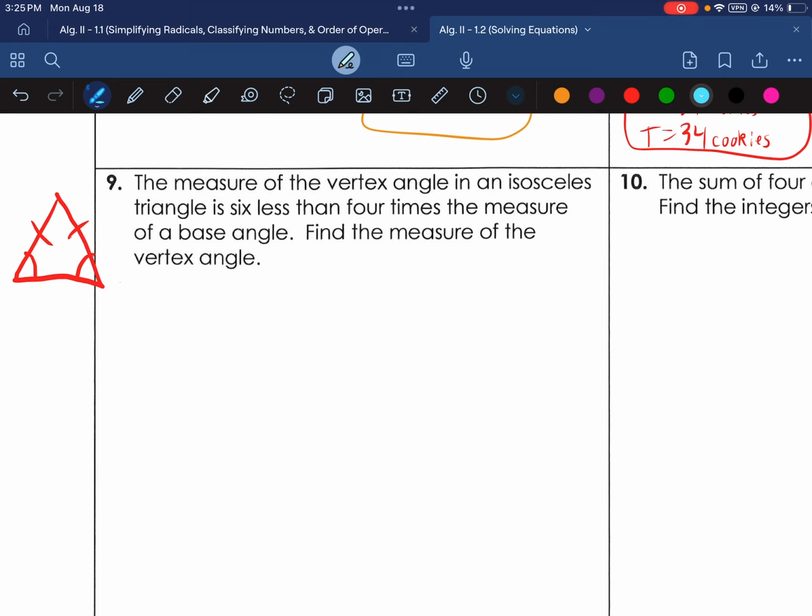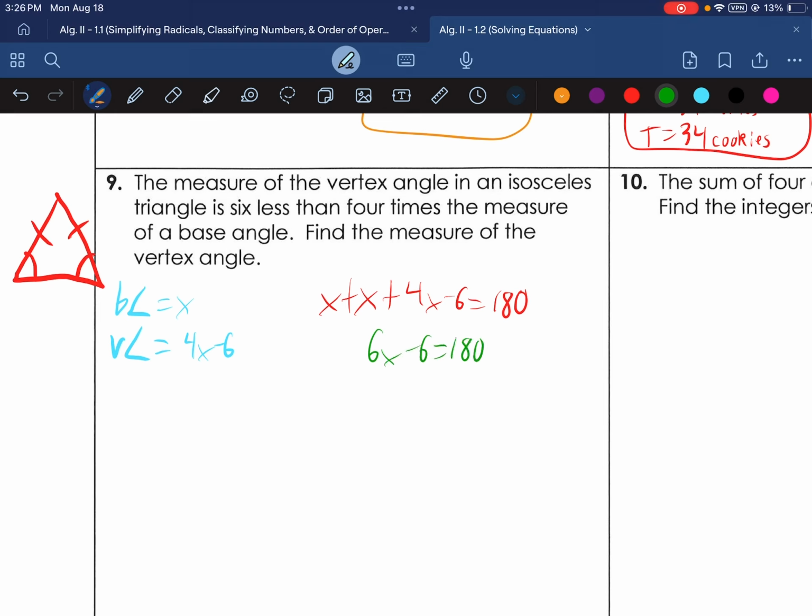So we're told the vertex angle is 6 less than 4 times the measure of a base angle. So we're going to call the base angle X. And we're going to call the vertex angle 6 less than 4 times that. So 4x minus 6. Now these would both be base angles, so those are both x here in this scenario. It's important to note because as we add them up to 180, we'll have x plus x plus 4x minus 6 equals 180.